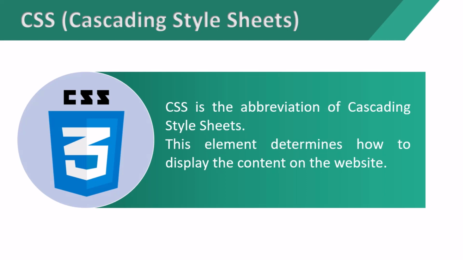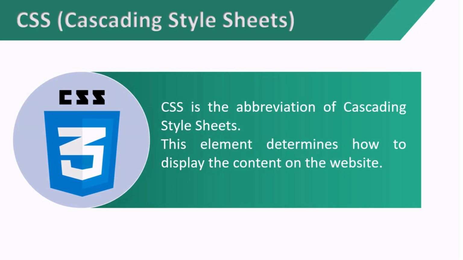What is CSS? Cascading Style Sheets. CSS is the abbreviation of Cascading Style Sheets. This element determines how to display the content on the website.